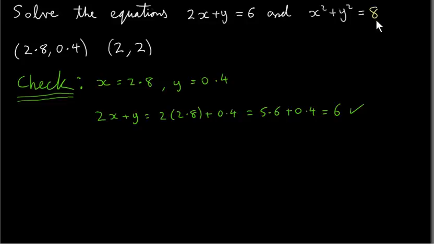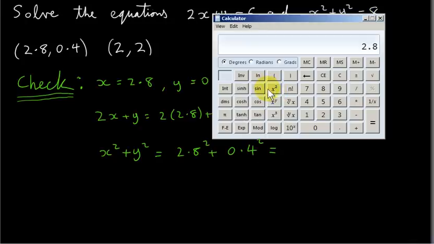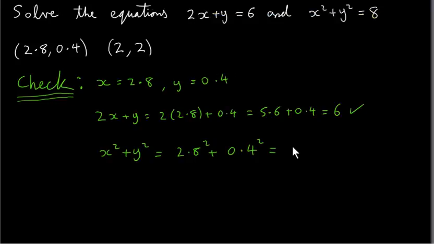Now we look at our second equation. x squared plus y squared equals 8. So I'll write out the left hand side of it, x squared plus y squared, and I'll plug these values of x and y in. So we get 2.8 squared plus 0.4 squared. Hopefully this will work out to the right hand side, which is 8. So it does check out.